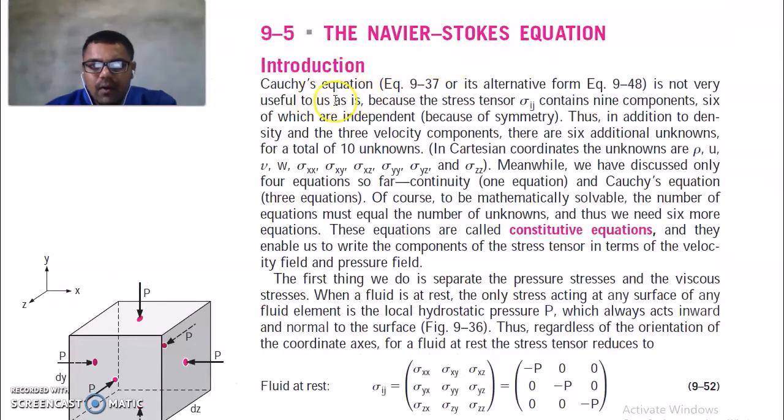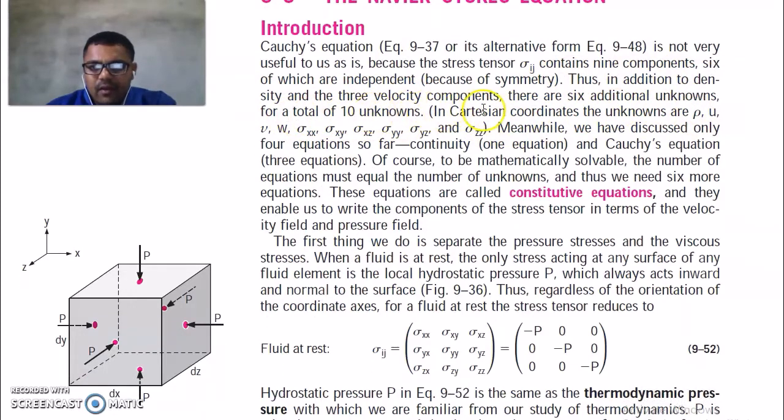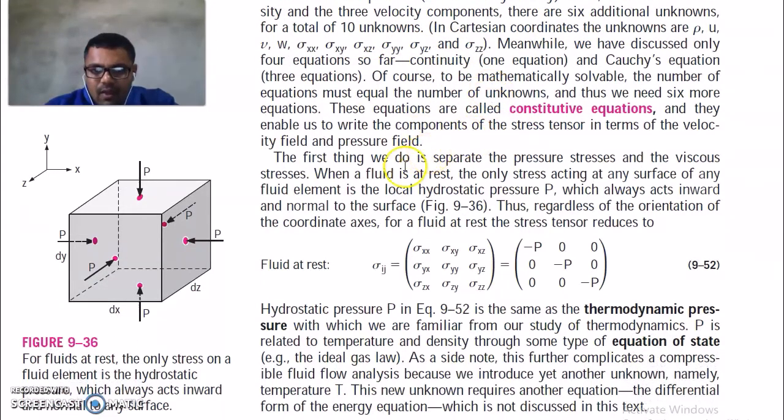The Navier-Stokes equation introduction. Cauchy's equation is not very useful to us because the stress tensor contains 9 components, 6 of which are independent. Thus, in addition to density and 3 velocity components, there are 6 additional unknowns for a total of 10 unknowns. So it is very complex. We can replace it with fewer components. The first thing we do is to separate the pressure stress and the viscous stress. When a fluid is at rest, the only stress acting at any surface of any fluid element is the local hydrostatic pressure P, which is the same from all directions and which always acts inward and normal to the surface.